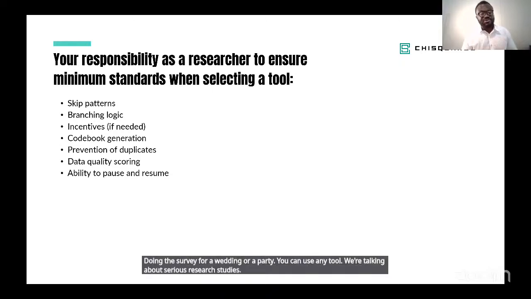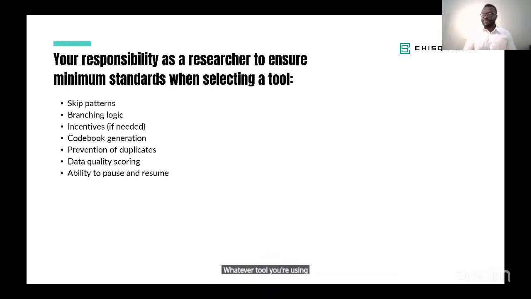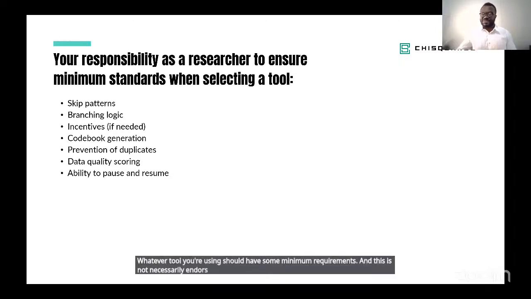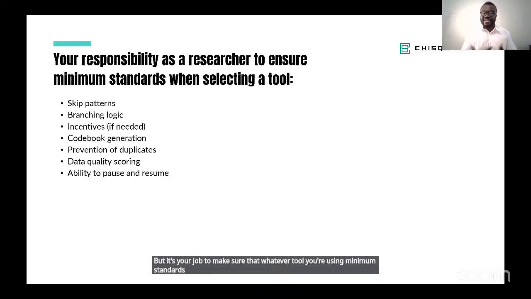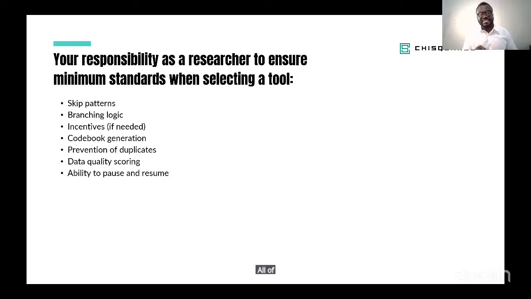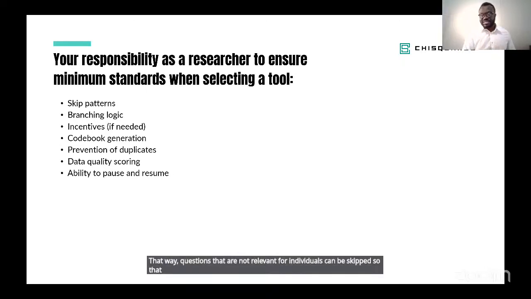Whatever tool you're using should have some minimum requirements, right? And this is not necessarily endorsing one tool over the other, but it's your job to make sure that whatever tool you're using has minimum standards that will ensure that data collected are fit for use and fit for purpose. Because all of these are important in preventing missingness. One, it should have skip patterns. That way, questions that are not relevant for individuals can be skipped so that they don't even see those questions.